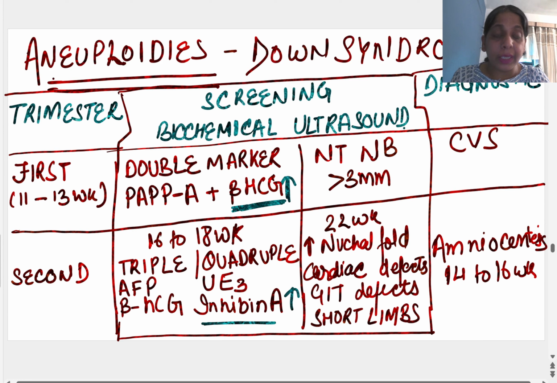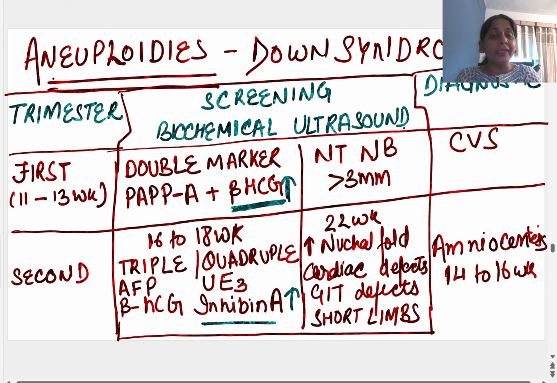What is NT-NB? Nuchal translucency and nasal bone. Nuchal translucency increases in Down syndrome. Nasal bone is absent in Down syndrome. So nuchal translucency is increased and nasal bone is absent. What is the value of nuchal translucency? More than 3 mm is increased.